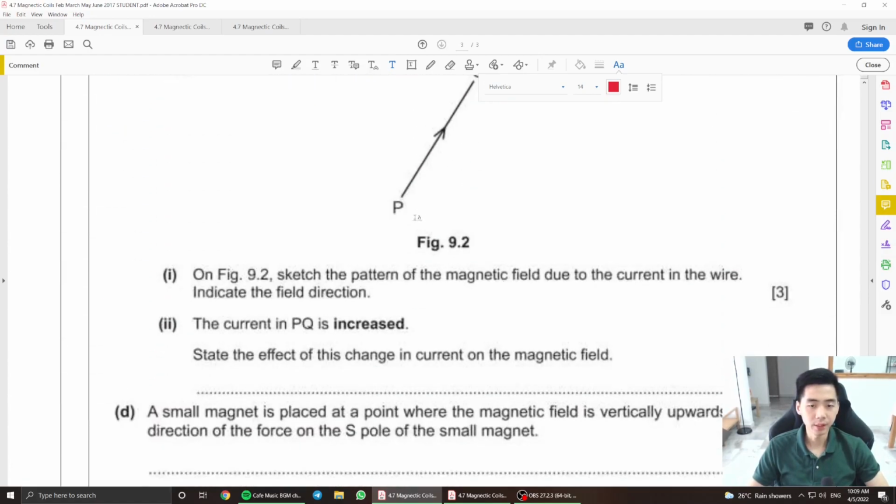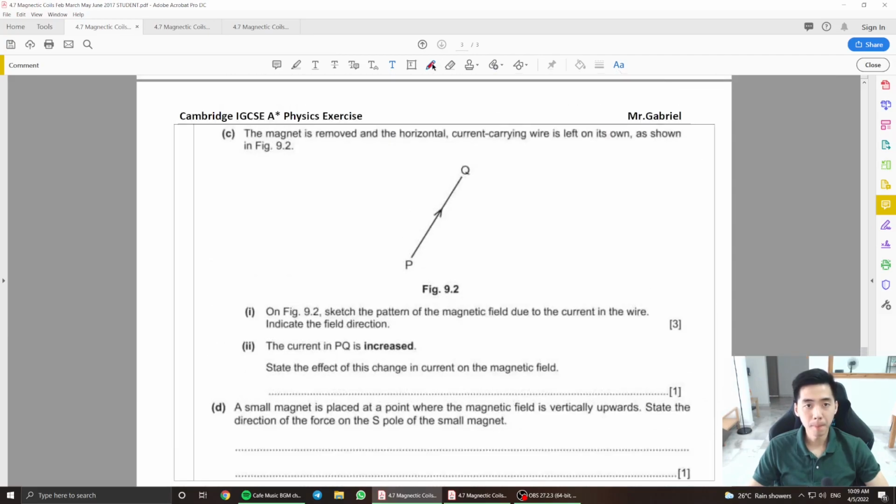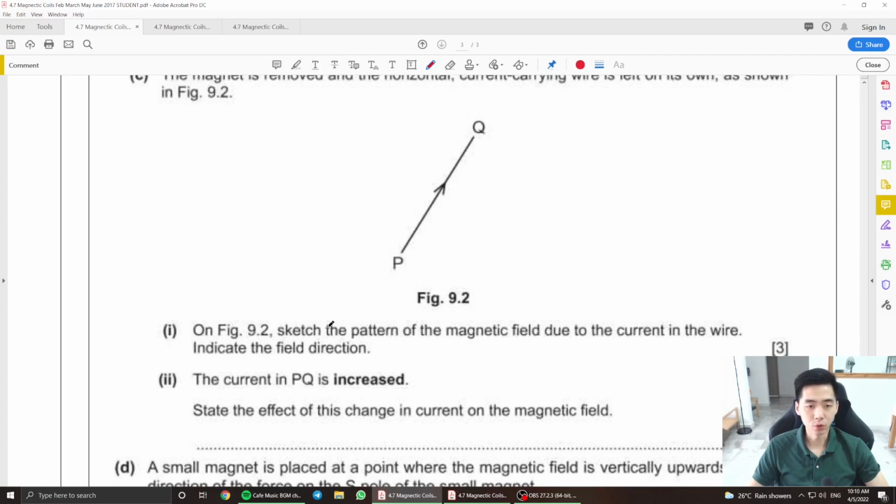Then finally, the last page here, the magnet is removed and the horizontal current carrying wire is left on its own, as shown in figure 9.2. Figure 9.2, sketch the pattern of the magnetic field due to the current in the wire. Now, if you are looking for the magnetic field due to the current in your wire, you're actually supposed to use the right hand grip rule, guys.